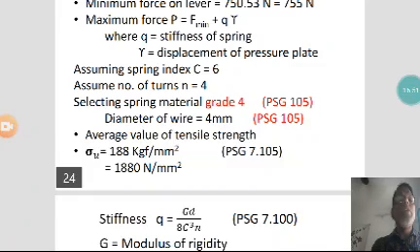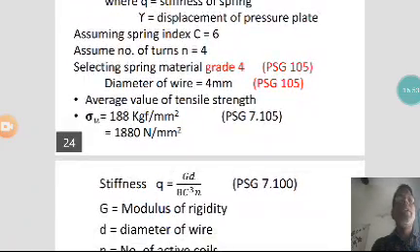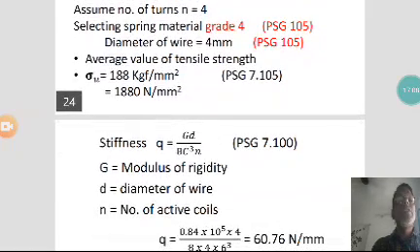So the average value of the tensile strength is 188. Now for this grade and for this diameter, the average value of the tensile strength is 188 kgf per mm square, or 1880 Newton per mm square. Now if you know this data, you can find out the stiffness. Stiffness Q is equal to G into D divided by 8 C cube into N. G here is the modulus of rigidity.